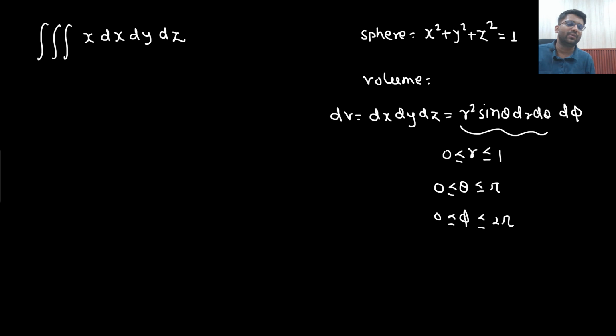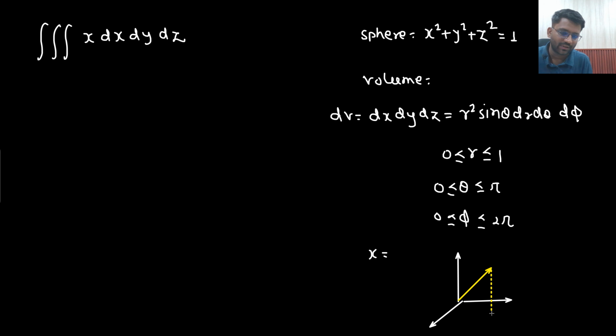This was the volume element of the spherical coordinate system. What was the coordinate x? I hope you remember that spherical coordinate system, right? This was your r. You take the projection. This was your phi. This was your theta, and this was your r. So this was coordinate z. This was coordinate x, and this was coordinate y. So what will be the value of x? X will be r sin theta cos phi.